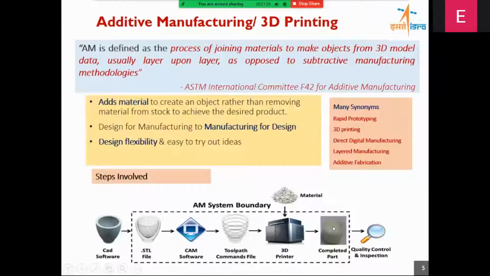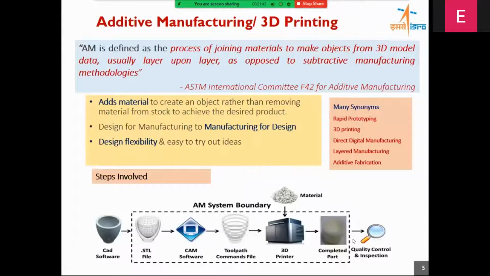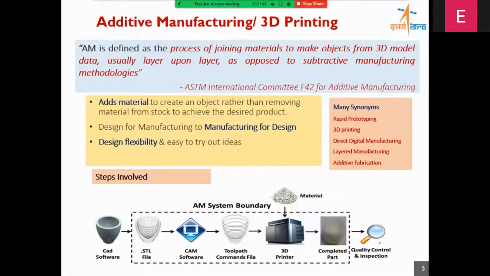In the form of a finished component. And then after this quality control and inspection, this part is fit for use. So this is the basic process flow for an additive manufactured product.